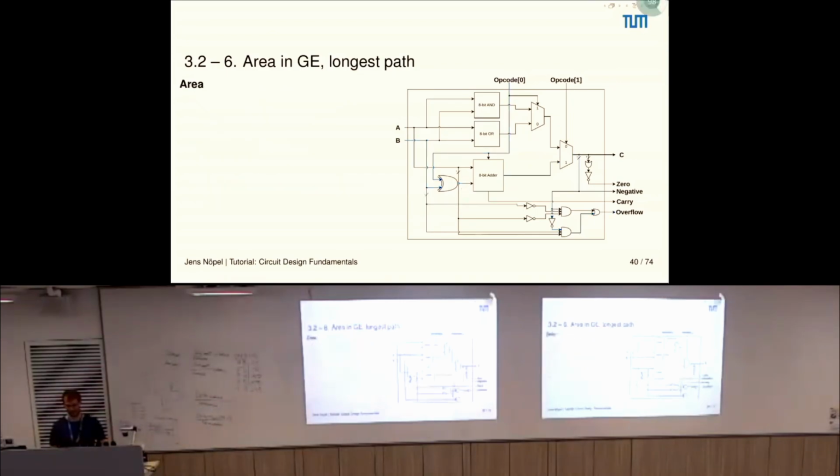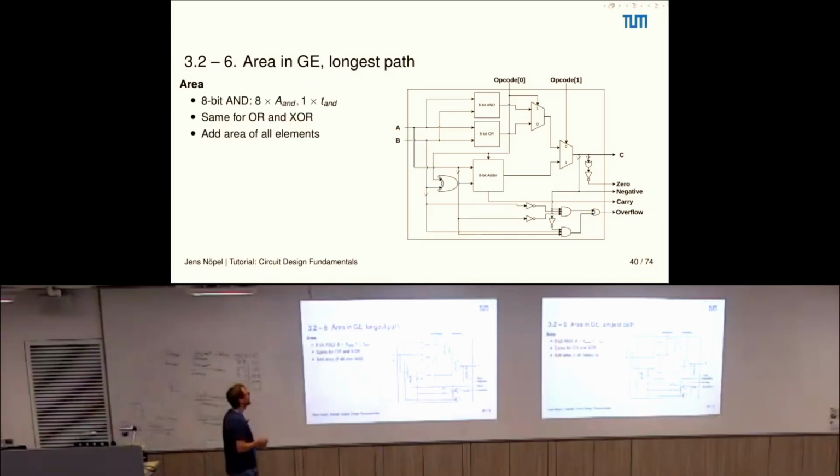Okay. So now the question, what is the area of our overall design? We have our 8-bit AND, which is 8 times the AND gate. And since you can calculate those 8 ANDs in parallel, you only get a delay of 1 AND here, just to be mentioned. And this is the same for OR and XOR.